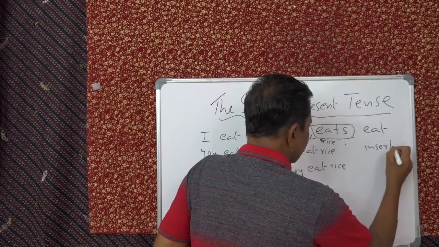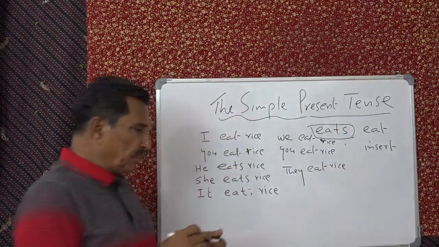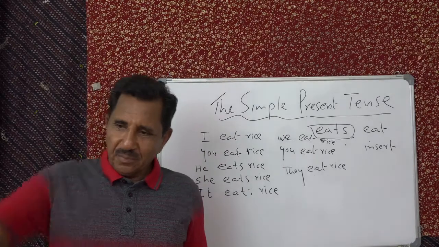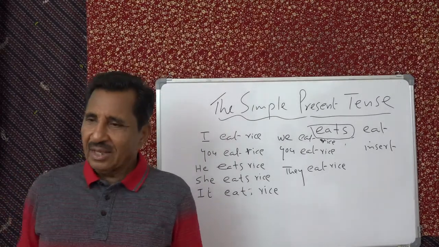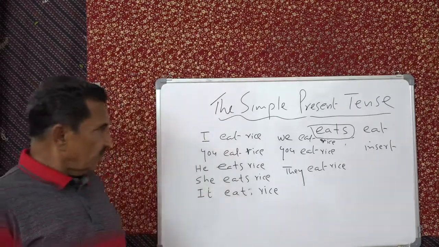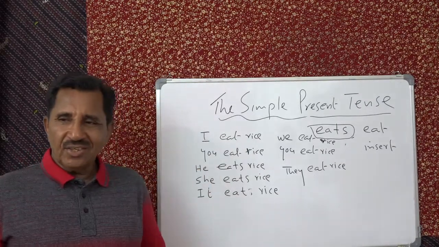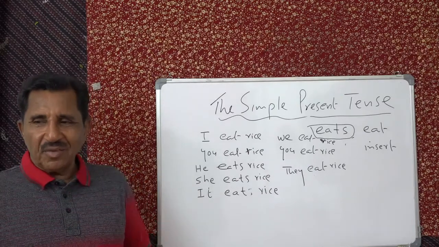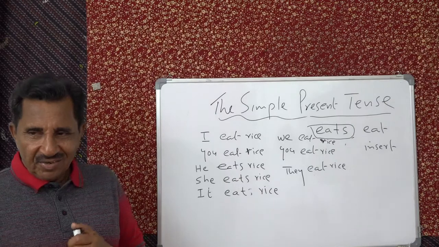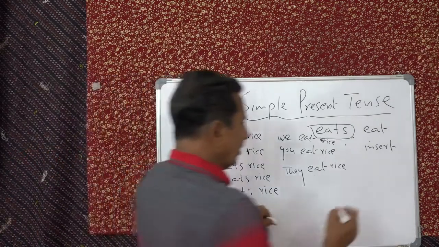Insert. That is the word. Or you can say put. Like a glass of milk: you put sugar and then what will happen? It will become sweet. Like that. Here, what you have to do is insert a word if you want to make it negative. What is that word, do you know? That word is do.